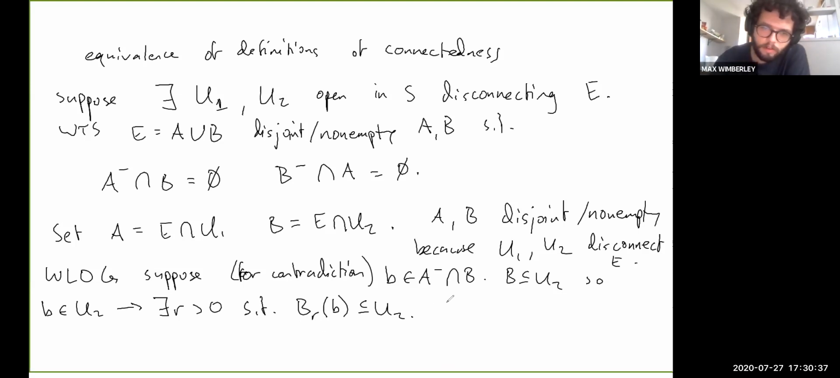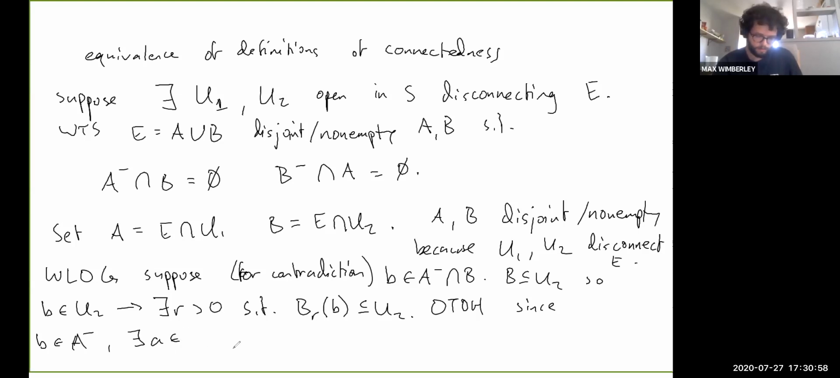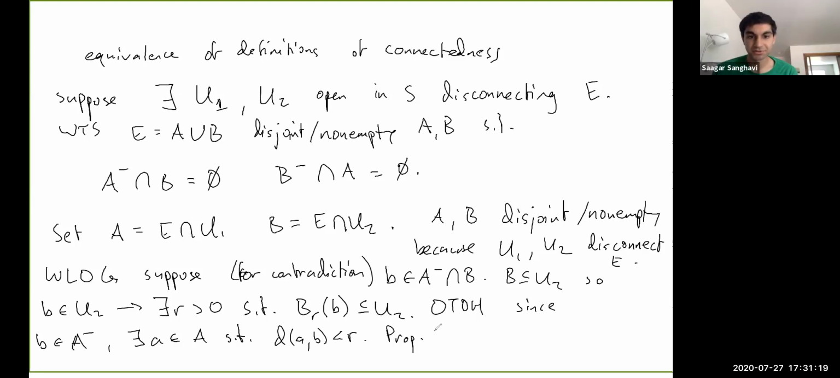And then on the other hand, since B is in the closure of A, and I think this might be what you were asking about, there exists an A in A such that the distance between A and B is less than R, right? I mean, this just comes from proposition 13. So is that contradicting the fact that they're disjoint then?